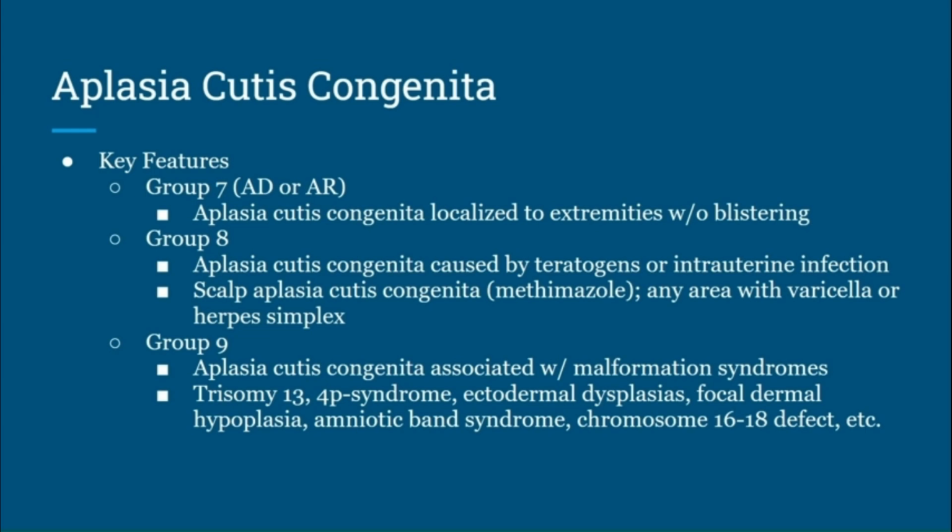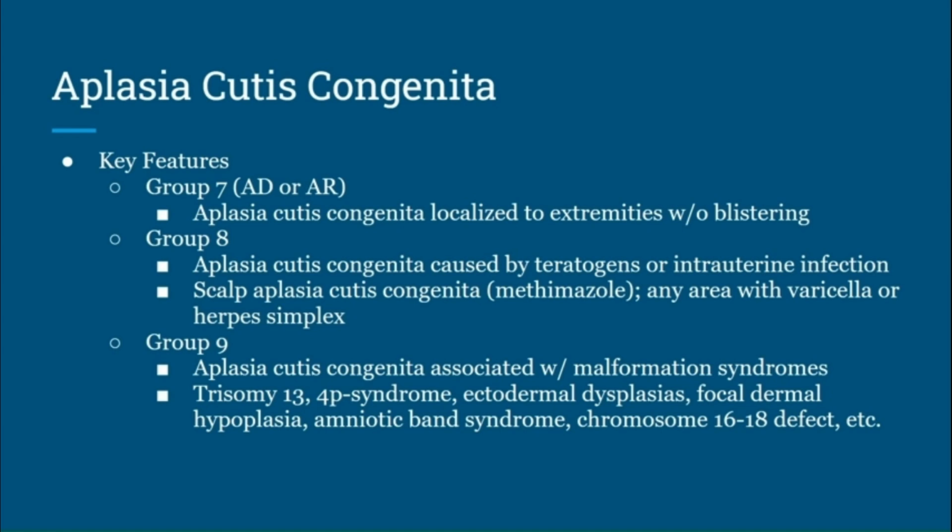Group 7, and I don't think it's high yield to memorize all these. I'm just doing this for completeness' sake, so just be mindful. I would not waste my brain space trying to memorize each type of ACC. That being said, here's each type of ACC continued. Group 7 is associated with, on the extremities, ACC without blistering.